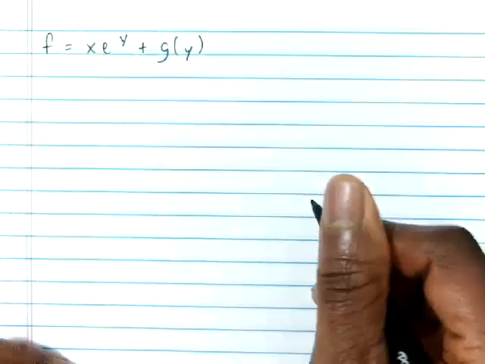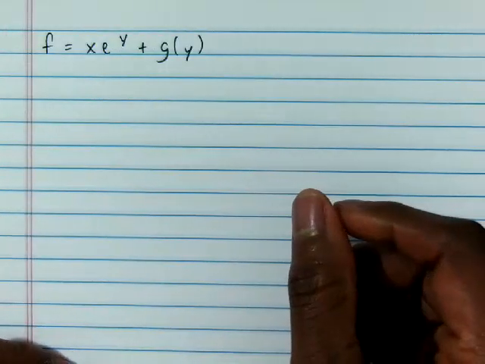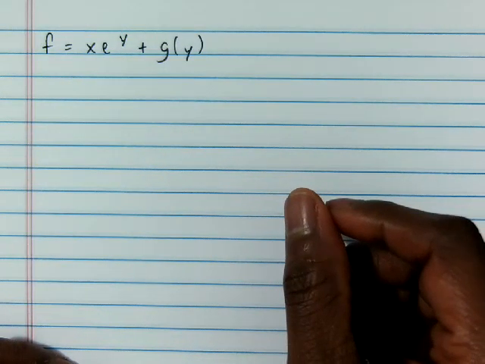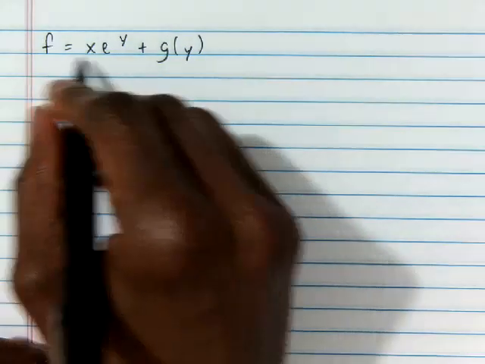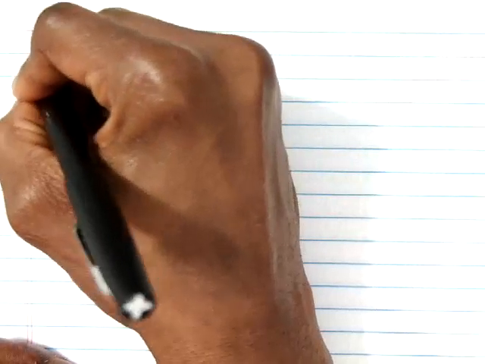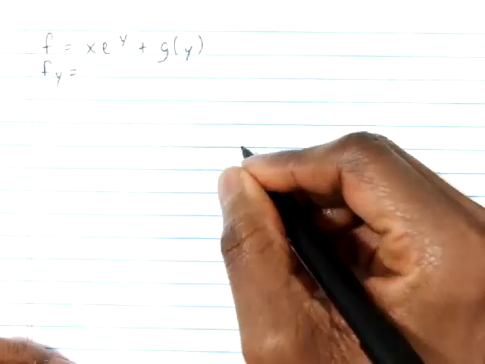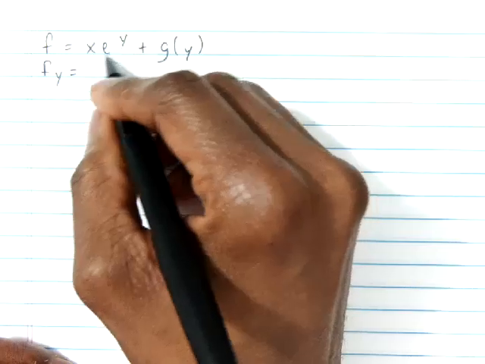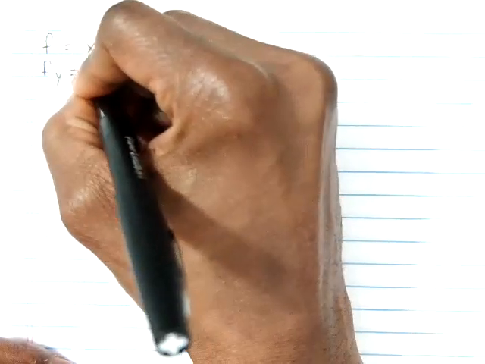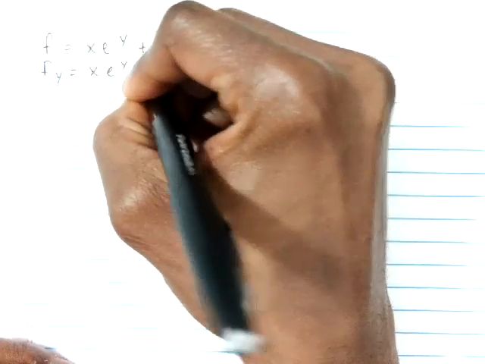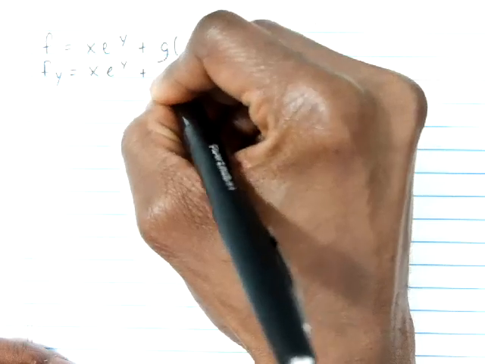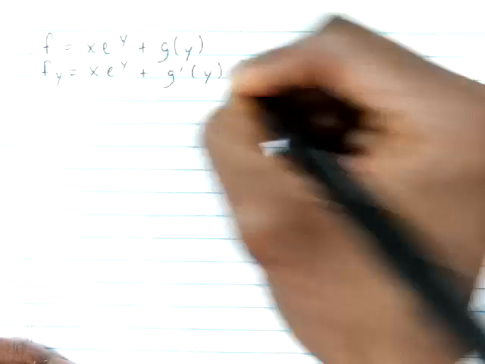Now we used f sub x to get this information, so we cannot use f sub x again. Now we're going to use f sub y. So we're going to take the partial of this with respect to y, because we know how to take partials. With respect to y, this is a constant, and then times the derivative of e to the y is just e to the y. So that's x times e to the y plus the derivative of this with respect to y, which is just g prime of y.